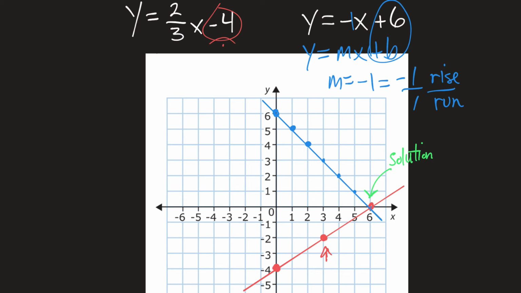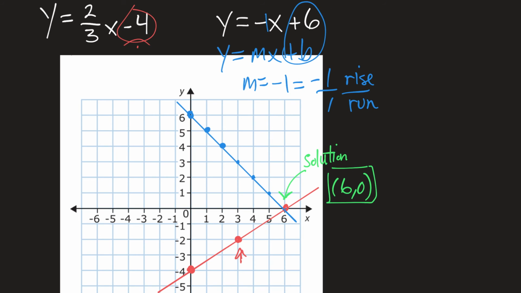And the coordinates of that solution are given as an ordered pair, which is 6, 0. That is the money. That is what you need right there. That is the solution to the system. Now, what do you mean it's the solution? It's the solution to both equations simultaneously.